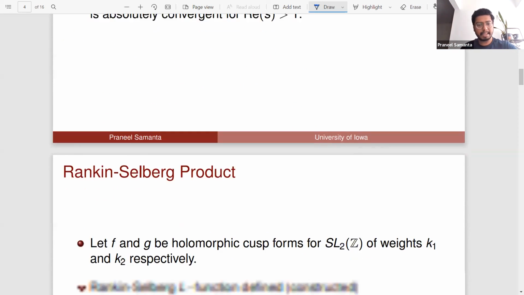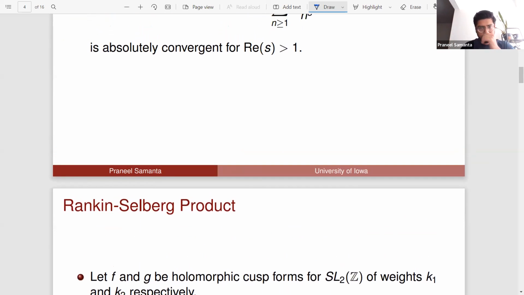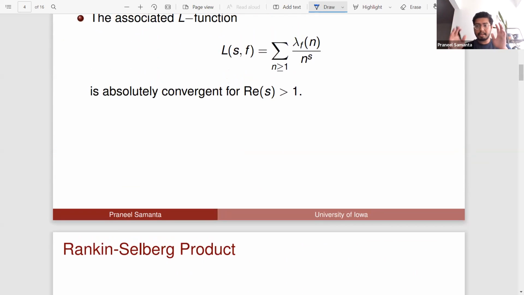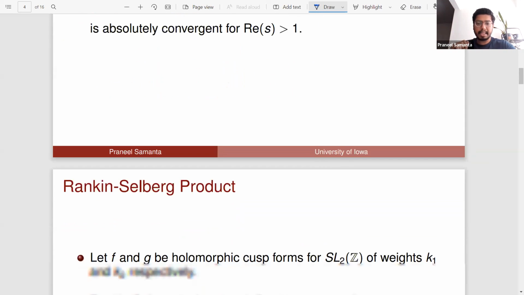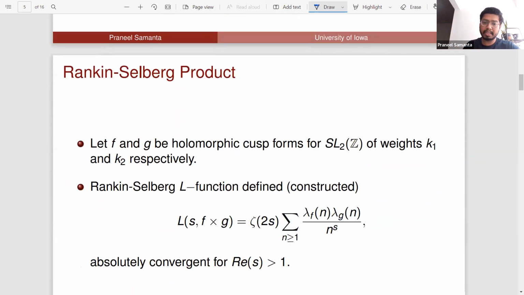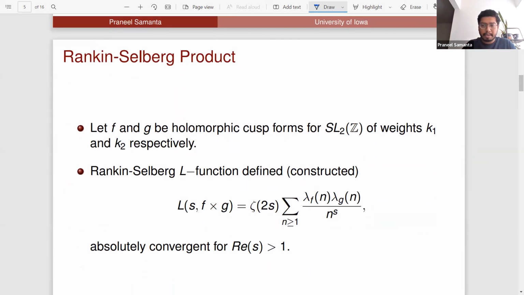Okay, let's move on to something a little bit more complex than this. Over here, we were looking at an L function attached to only one holomorphic cusp form. What if we have two holomorphic cusp forms? Then there is a convolution operation that we can do that will give me a different L function. So over here we start with two holomorphic cusp forms, f and g, and let their corresponding weights be k1 and k2. Given these two, I wrote "defined" over here, but it's not actually a definition. It's a construction from a convolution.